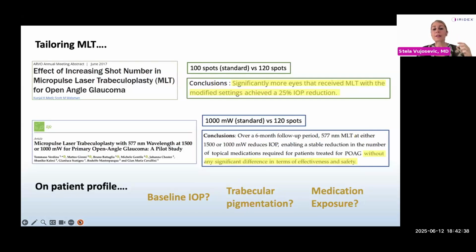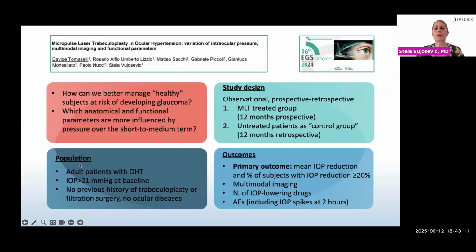The standard power to be used is 1000 milliwatts with a 15% duty cycle. The number of spots should be at least 120. It was seen that when you compare 100 versus 120 spots, there is actually 25% more IOP reduction if you use the higher number of spots. Up to 200 spots is definitely something you can do without any problem.